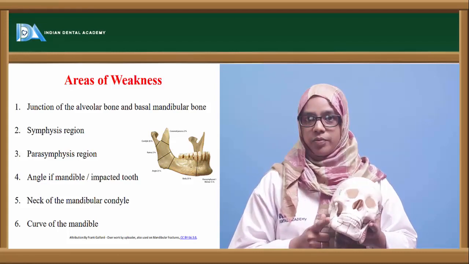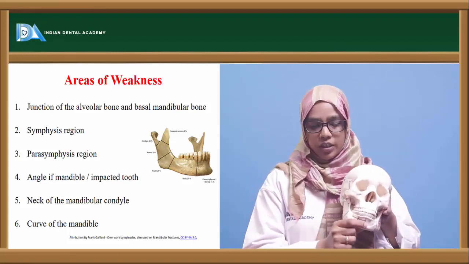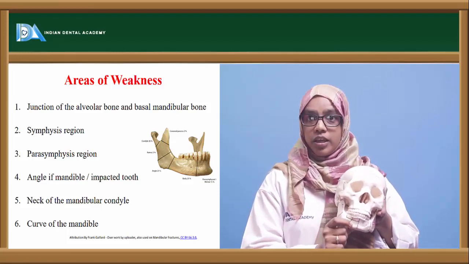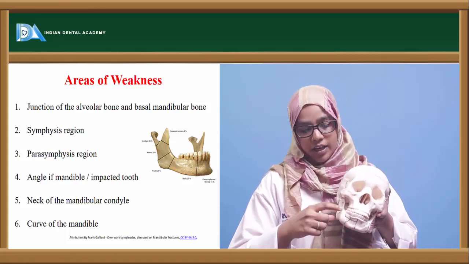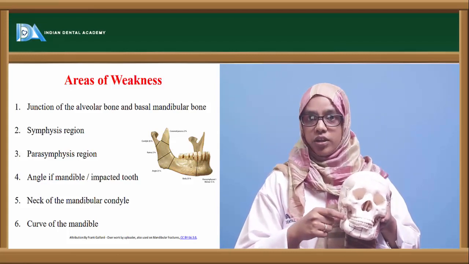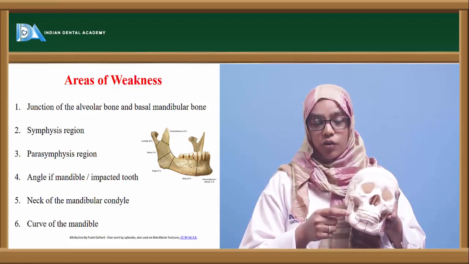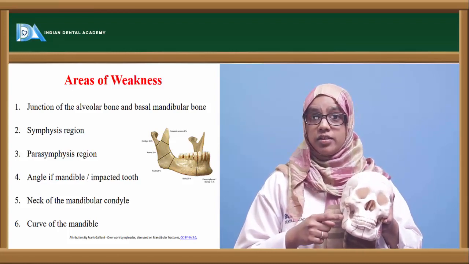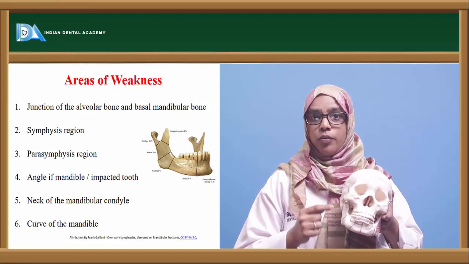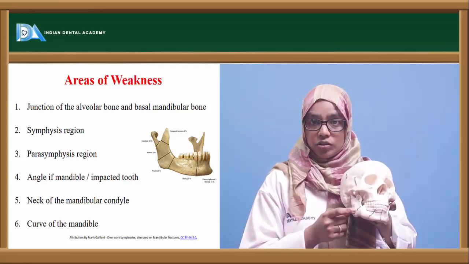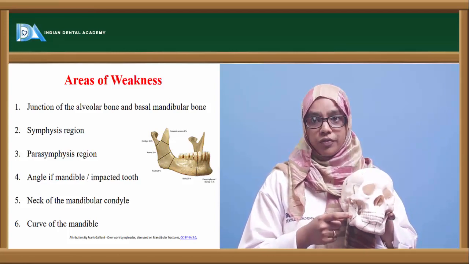The angle of the mandible. As you see the mandible from anterior to posterior, the width of the bone keeps on increasing and decreasing. As the rami form, the bone becomes more thin. There is a change in the trajectories, resulting in fracture of the angle region, making this area more prone to fracture. Moreover, in the angle region, third molars are impacted, making the angle more susceptible to fracture.